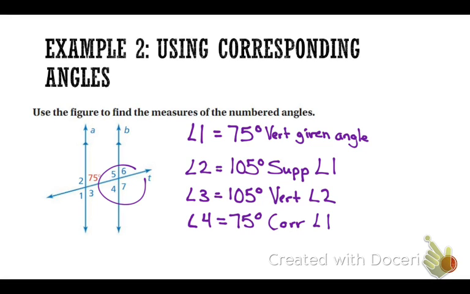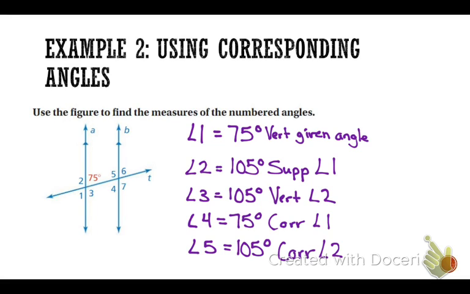I could say 4 corresponds with 1, 5 corresponds with what? 2, 6 corresponds with 75, and 7 corresponds with 3. And corresponding angles have the exact same measurement. Okay? Now, there are other reasons why they equal what they do, but as long as you give me 1, that's all I care about. So angle 5 is also 105 because it corresponds with angle 2. 5 corresponds with 2. It's in the top left, and 2 is in the top left.